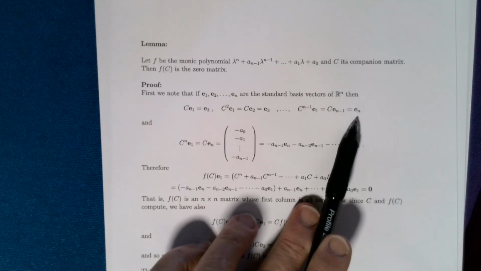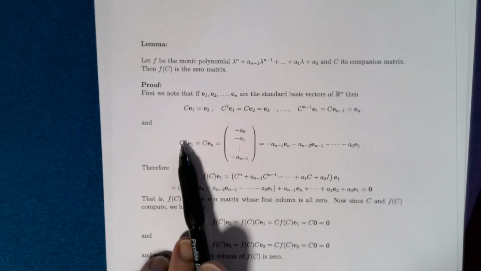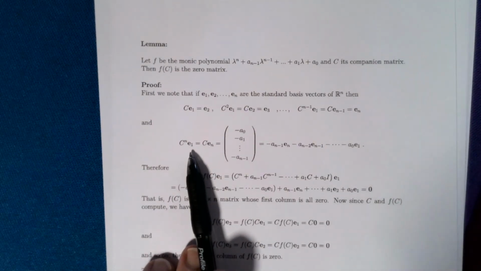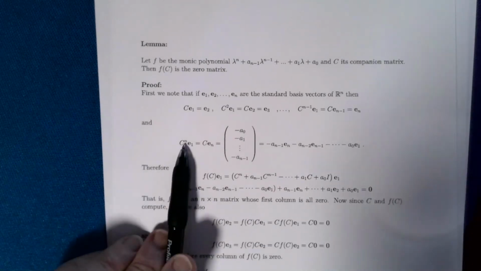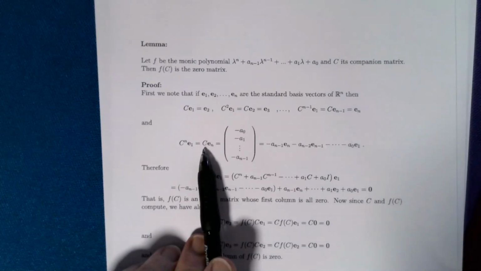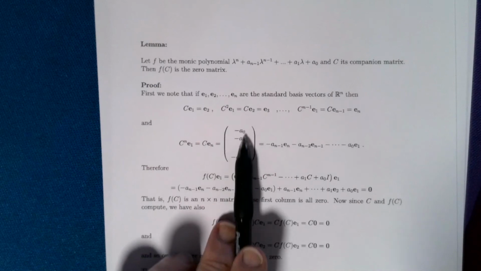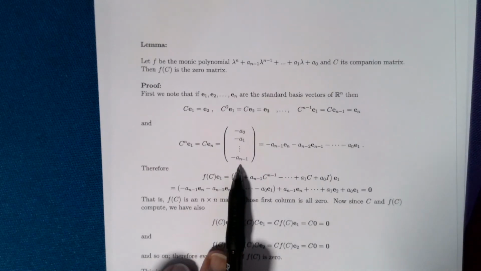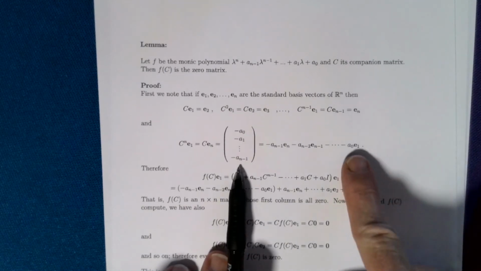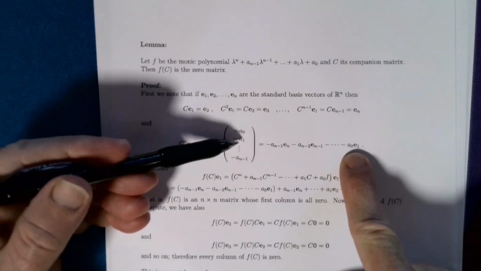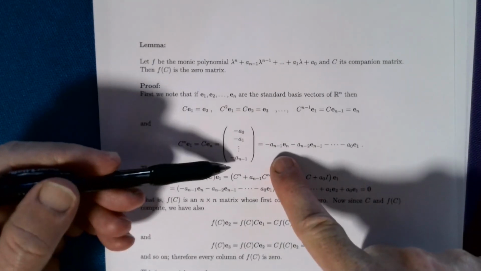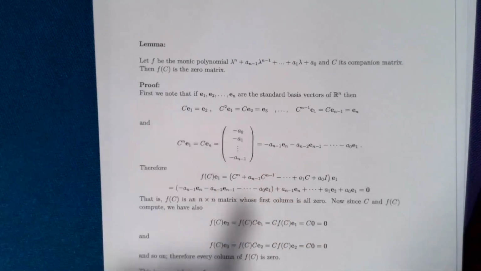The final column, if you multiply C to the n times E1, in this case you're going to pick out the last column of C by what we saw up here, it's just C times En. That's the last column of C, which was this funny column with all the coefficients, minus, in this order. And you can write this as minus a0 E1 minus a1 E2 up to minus a(n-1) En. So we just hold that thought.